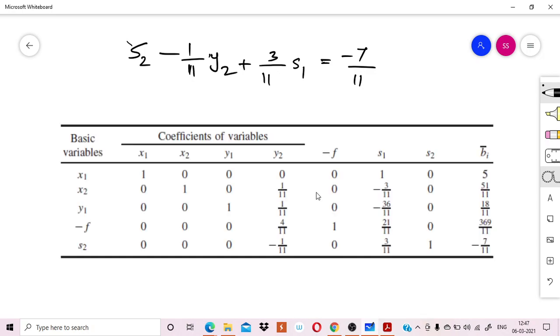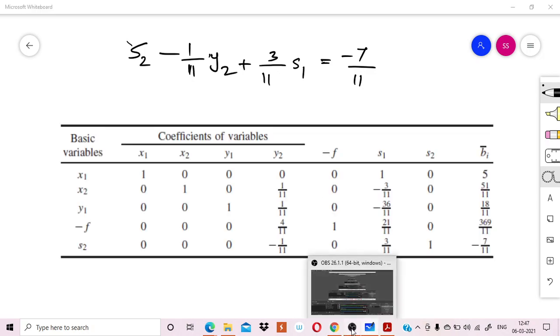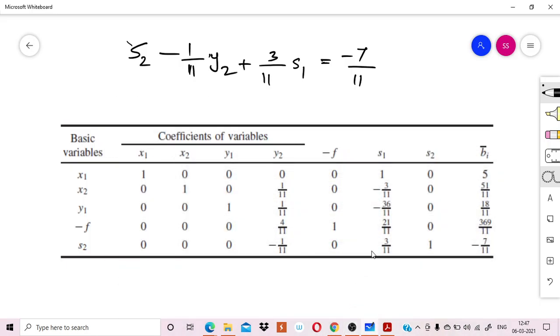Then we will get this table. Here if you observe, you can notice that s2 is a new basic variable, and this s2 row you can fill with the help of this equation: 1, x1 coefficient 0, x2 coefficient 0, y1 coefficient 0, y2 coefficient minus 1 by 11, minus f coefficient 0, s1 coefficient 3 by 11, and this s2 coefficient 1. Then we will again proceed with our dual simplex method.